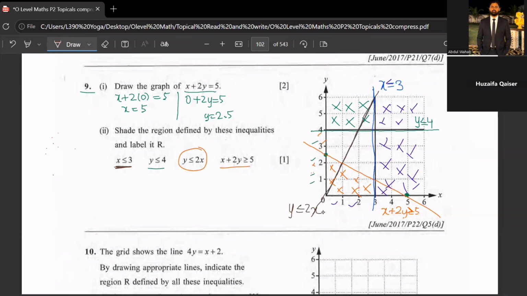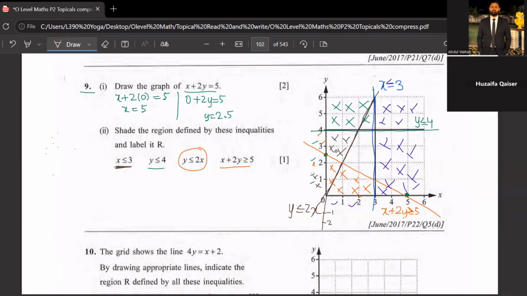Y is less than or equal to x. So focus here. The values of y which are less move to this side. It's -1, -2. These are the lesser values. They are not interested in these values. It means this area is not under consideration for this.